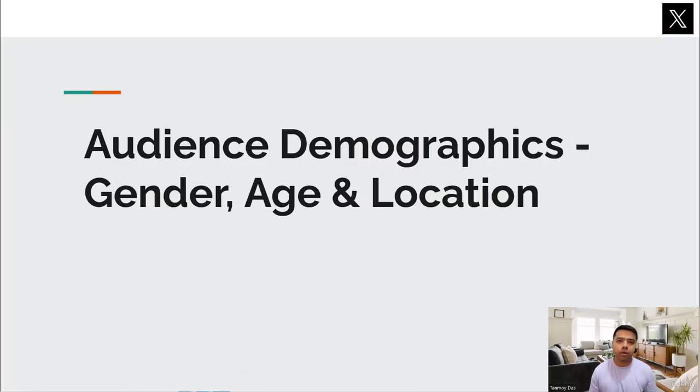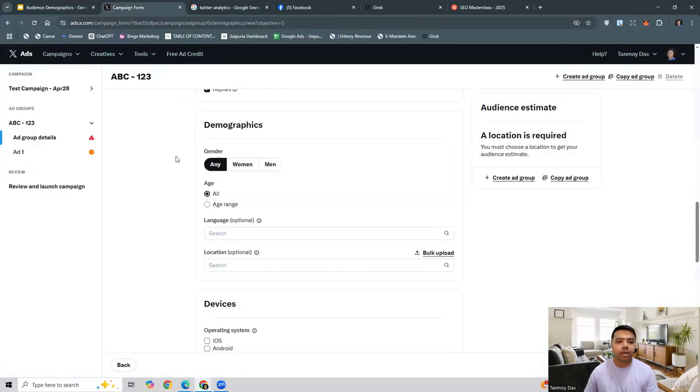So in this section, we'll see how to set up the demographics targeting inside the campaign of the X account, which we are doing right now. So let's go back into the account, and this is where you can define your demographics. As you can see, there are three major sections, which is gender, age, language, and location, which we can set over here.